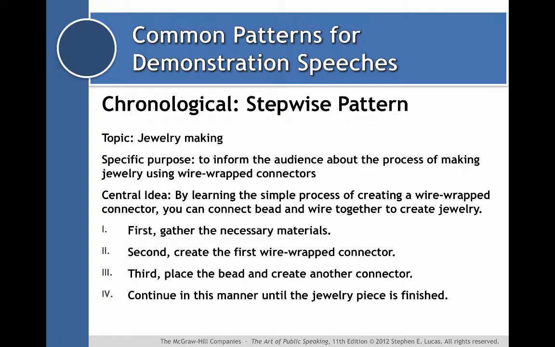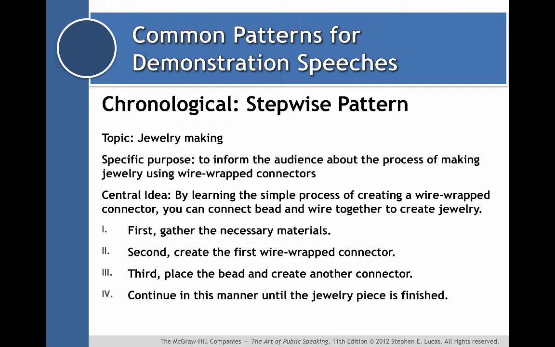This speech is an example of how to make wire-wrap jewelry. You've got to do that in a certain way. You can't leave anything out. As you can see, this speech has 4 main points. The first one is about gathering the materials. The second one is about how to start creating the first connector. The third main point is about putting beads on and creating another connector. And then the fourth one talks about how to keep connecting them together until you've created a jewelry piece.